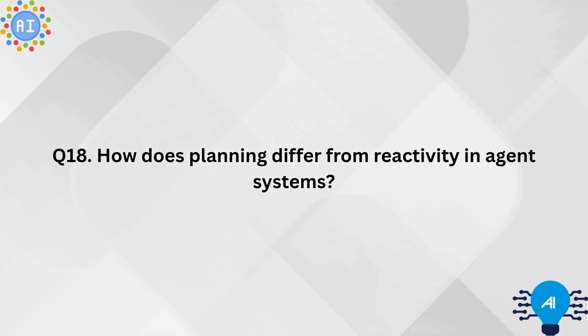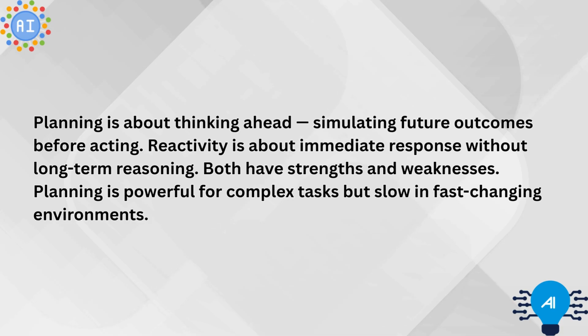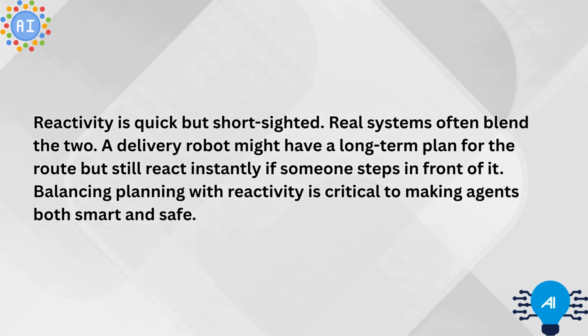How does planning differ from reactivity in agent systems? Planning is about thinking ahead, simulating future outcomes before acting. Reactivity is about immediate response without long-term reasoning. Both have strengths and weaknesses. Planning is powerful for complex tasks, but slow in fast-changing environments. Reactivity is quick but short-sighted. Real systems often blend the two. A delivery robot might have a long-term plan for the route, but still react instantly if someone steps in front of it. Balancing planning with reactivity is critical to making agents both smart and safe.